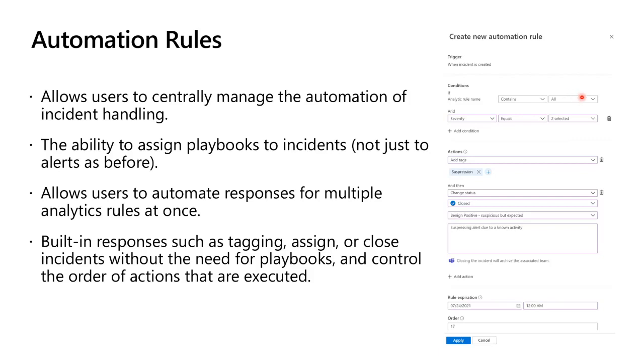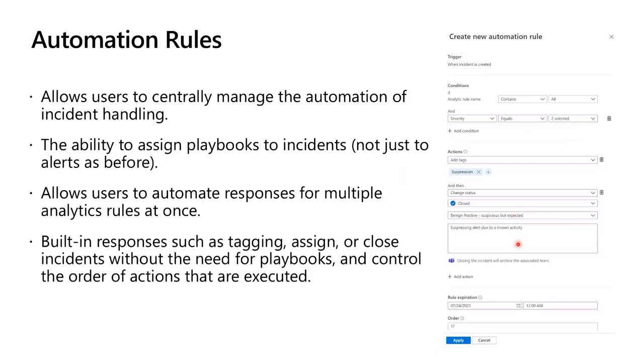Or maybe I want to call a playbook for all incidents with severity equal to high, right? So I can do that with the conditions section over here. And besides that, automation rules provide a few built-in actions. Built-in actions means you can perform those tasks without needing to create playbooks. So for example, you can perform tagging, incident assignment, closing incidents, right? Those are some of the built-in actions that you can use in automation rules without the need to create a playbook.